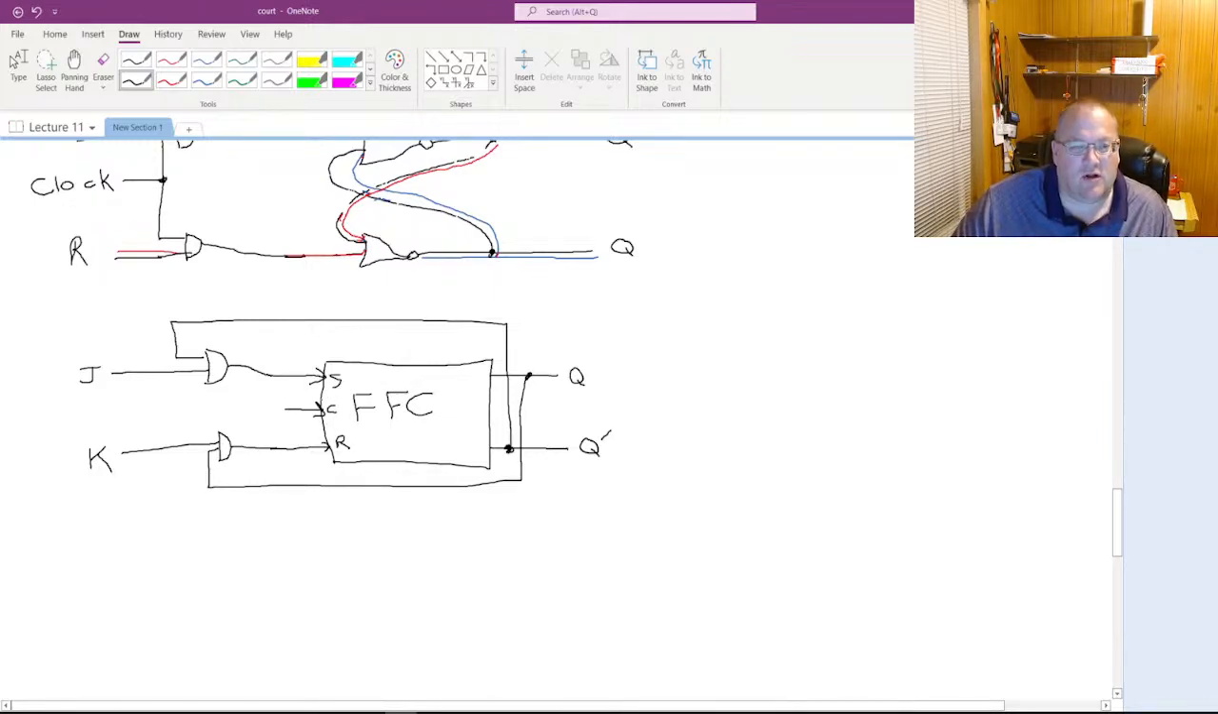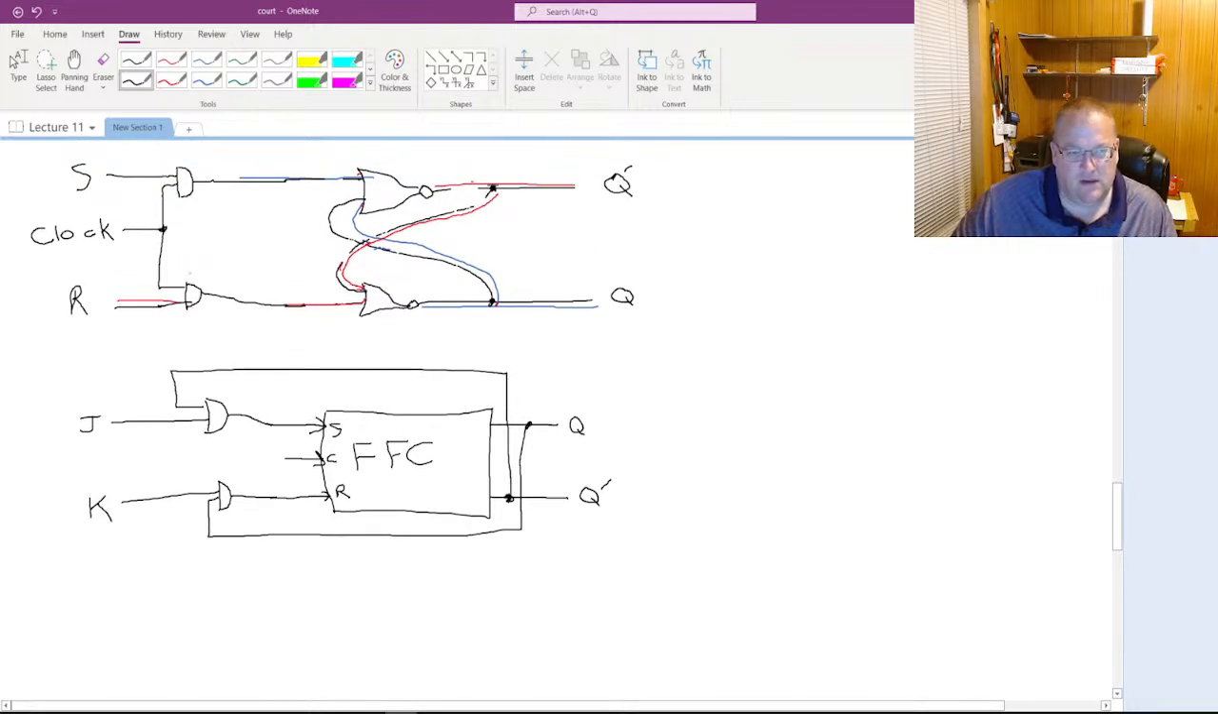And then we can also put our clock in here that allows us to only check at certain times, when the clock is on the leading edge. This is another kind of flip-flop. This is called a JK flip-flop.